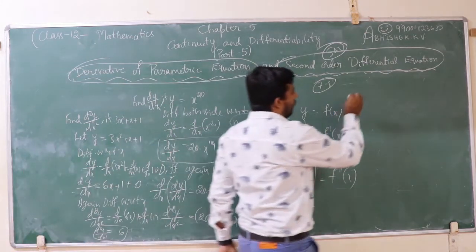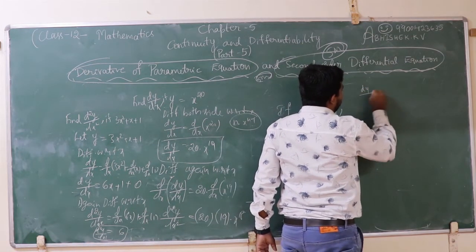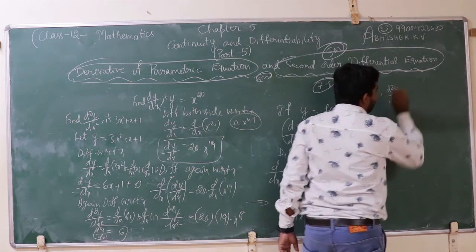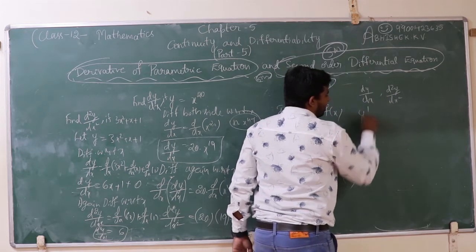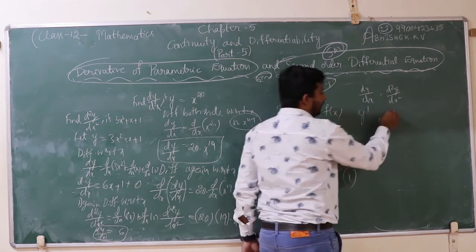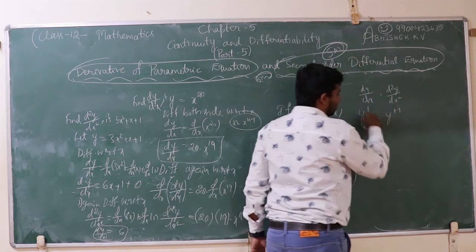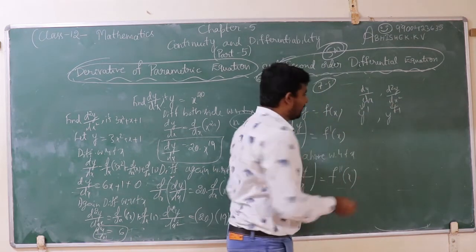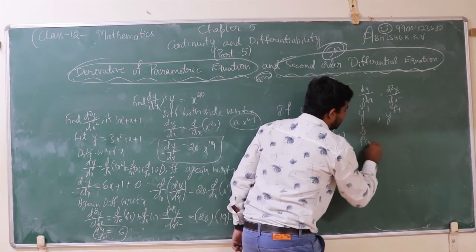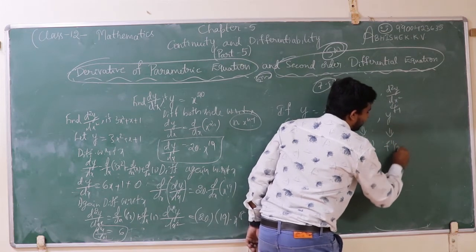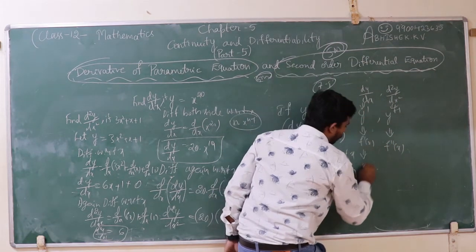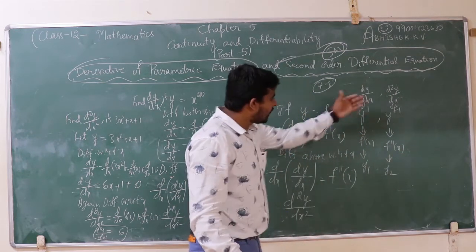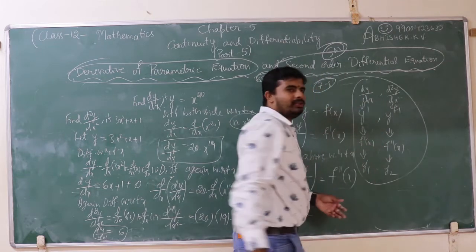And dy by dx is the derivative of first order. d square y by dx square, you may express this as y power 1 or y double dash. This can be written as y dash, y double dash. These are different notations. This can also be written as f dash of x. This can also be written as f double dash of x. Or this can be written as y1, y suffix 1. Or this can be written as y suffix 2. These are all different notations we are going to use.